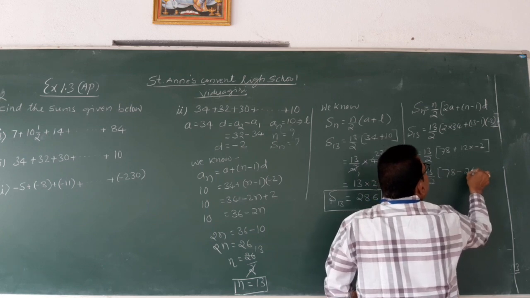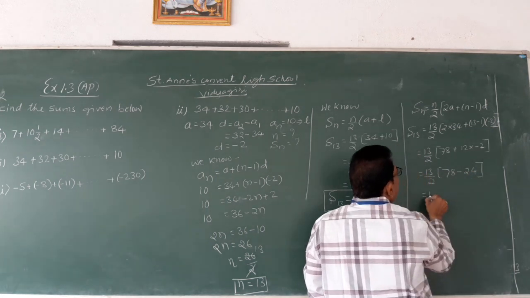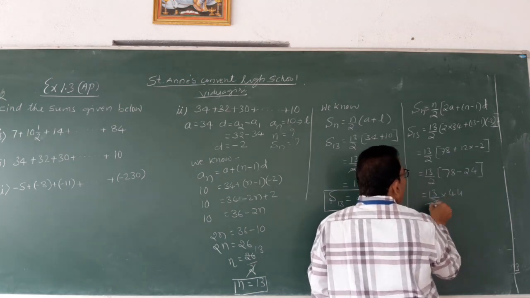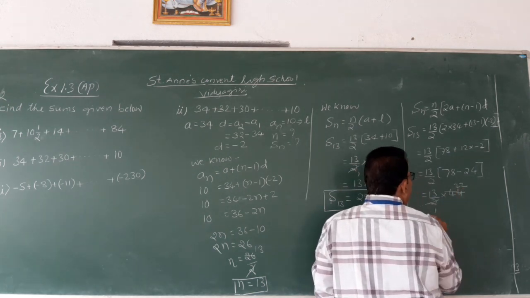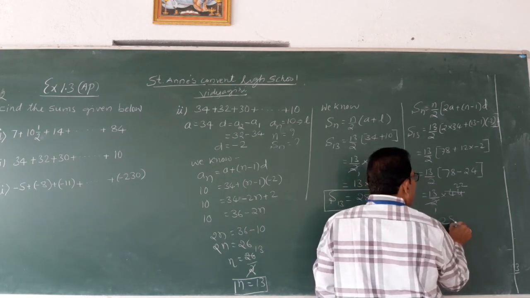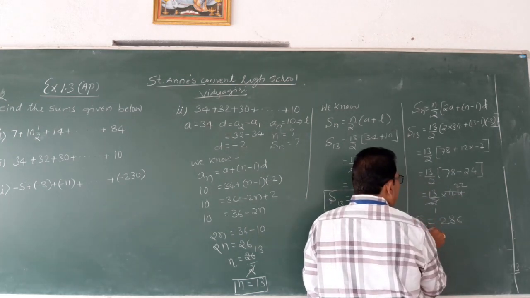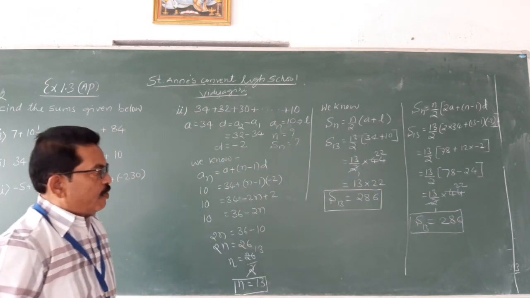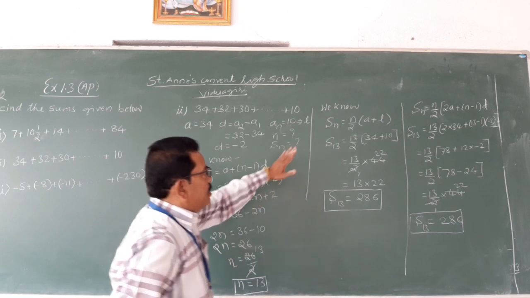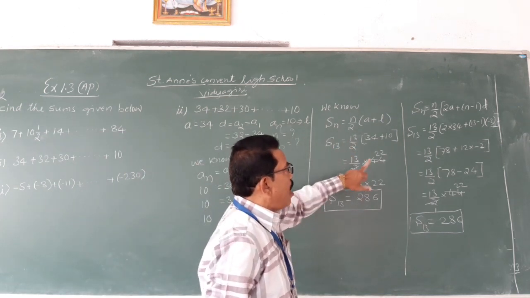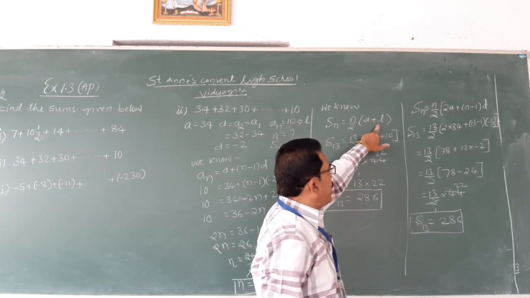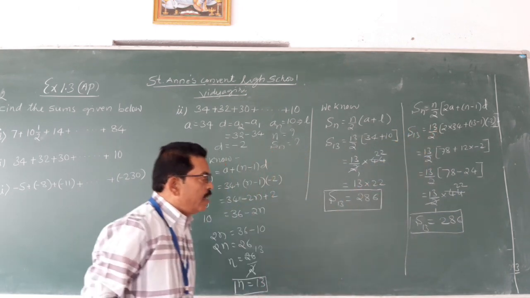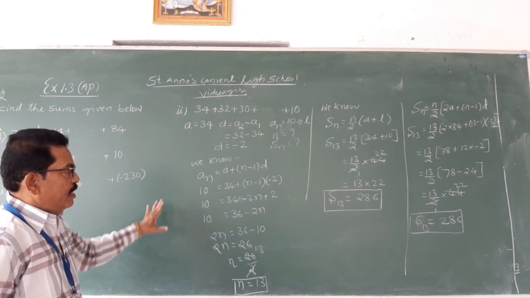68 minus 24, 13 by 2 into 44. 2 ones are 2, 2 twenty-twos are 44. That is equals 286. Yes, 13. The same answer we got by applying either Sn equals n by 2 in the bracket a plus l, or Sn equals n by 2 into 2a plus n minus 1 into d. See the solution.